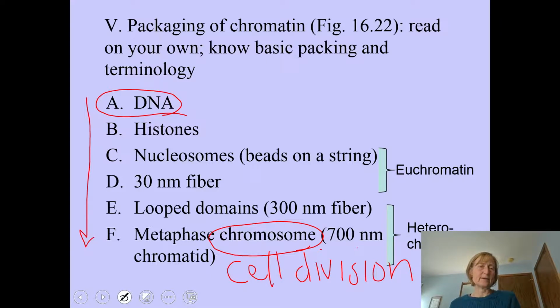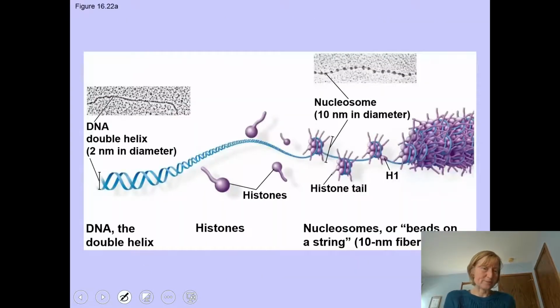This is a list of a few terms that you should know. It just helps us understand how the DNA is packaged inside our nucleus and how it's managed. Here's a picture of it. So here's our double-stranded DNA molecule, right? It's very, very, very small, 2 nanometers in diameter. How is it packaged? How is it organized?